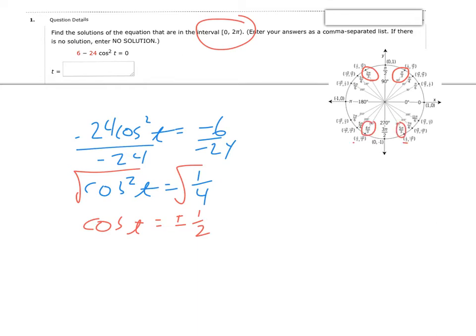And so it's going to be all of those answers. So I'm going to say pi over 3, comma 2 pi over 3, comma 4 pi over 3, comma 5 pi over 3.